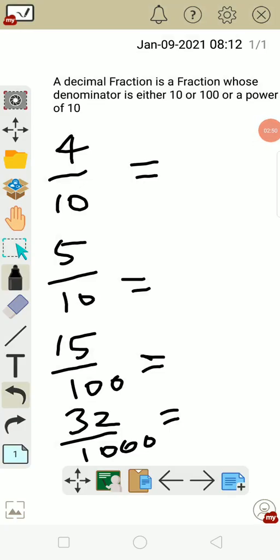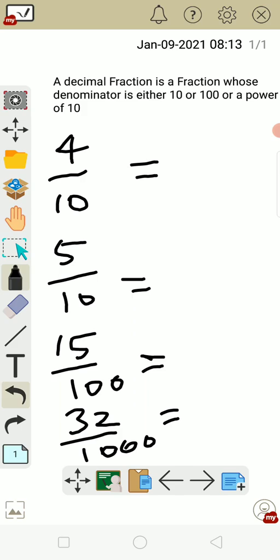Okay, students, if you look at this, before we showed some diagrams. The fractions are 4 upon 10, 5 upon 10, 15 upon 100, 32 upon 1000. These are decimal fractions, I already told you. Okay, we can represent them in another format. These fractions: 4 upon 10, 5 upon 10, 15 upon 100, 32 upon 1000, we can represent in another format like this.